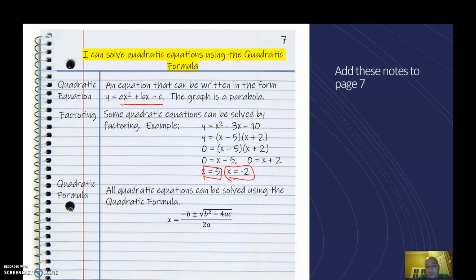See, but a lot of people do not like factoring. If you know how to factor well, it's a nice, quick way to get through some problems. But a lot of people just really struggle with it, which makes sense. And factoring doesn't always work. Sometimes the numbers just don't jive. But there is a 100% way to make this work, and it is the quadratic formula.